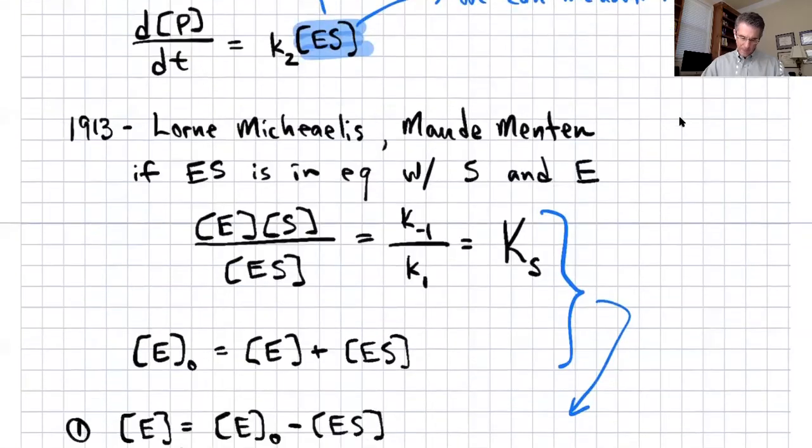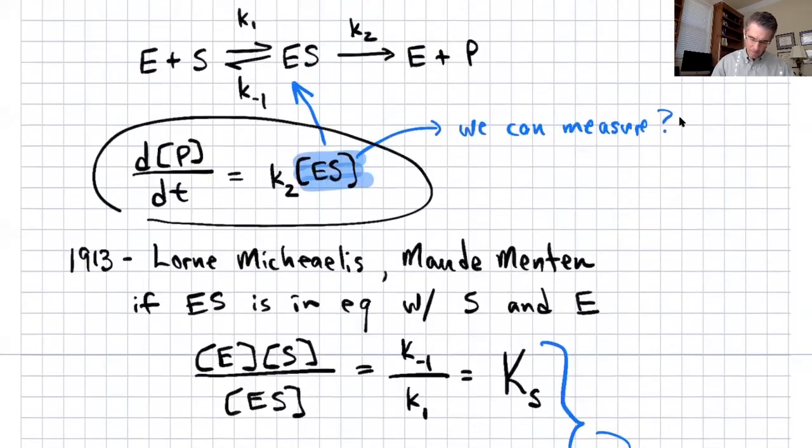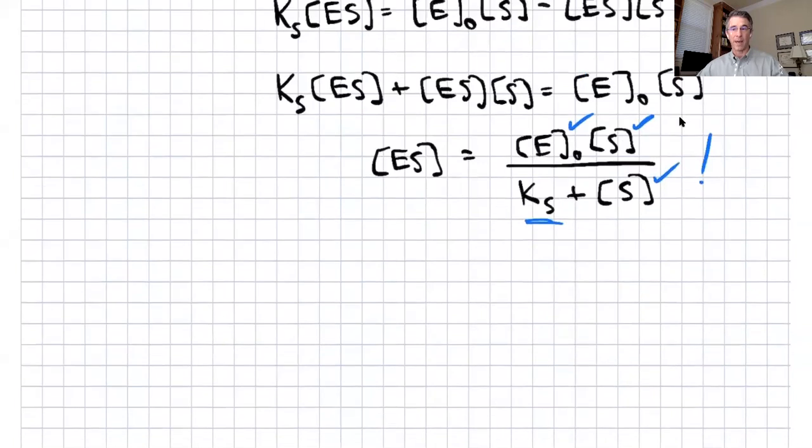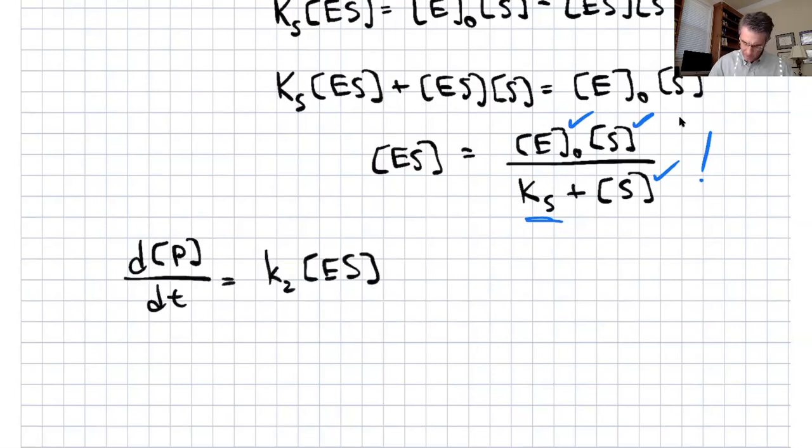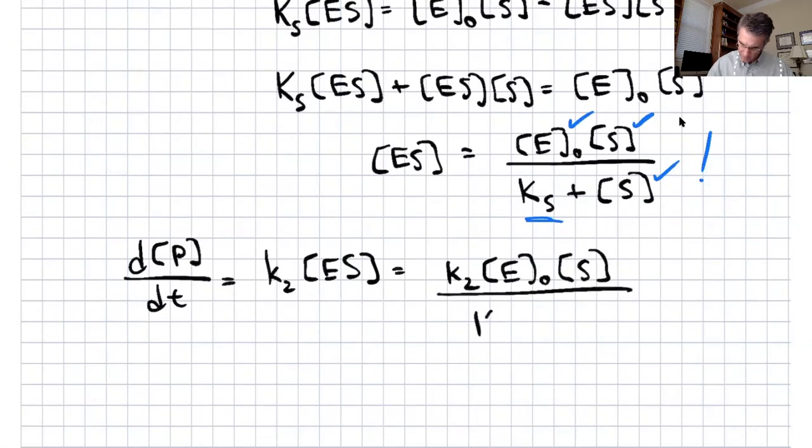Now why is that useful? Remember, back up here with our expression about how we specify the production of product per unit time. What does it depend on? K2 and ES. I couldn't measure ES. Wait, now I can. Concentration of product with respect to time is just equal to K2 times concentration of ES, which is just equal to K2 times concentration of E0 times concentration of S over Ks plus concentration of S.